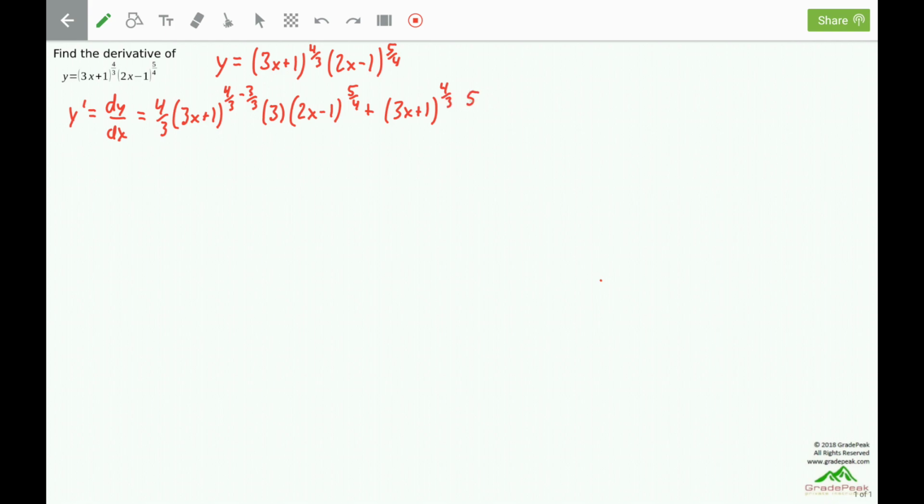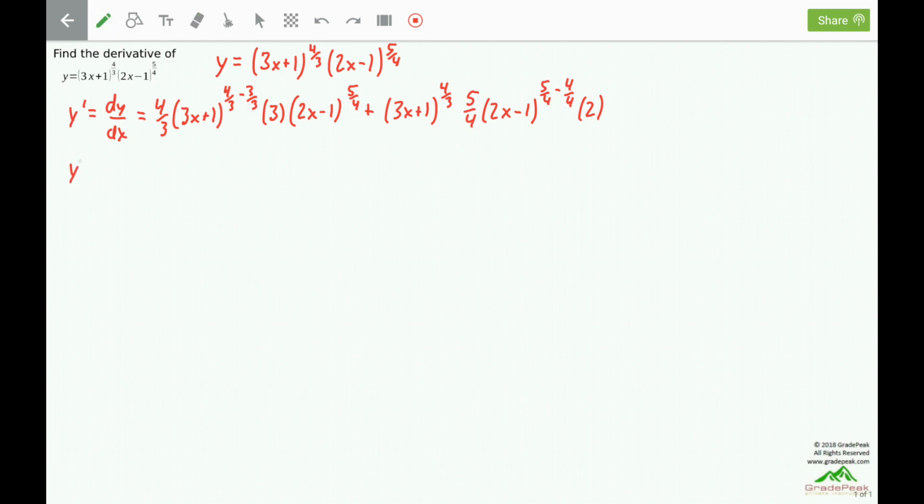Well, the second will also be a power rule. We'll bring the power down. We'll leave the inside alone. We'll subtract 1 from the power. I will call that 4/4. And multiply by the derivative of the inside to complete the chain rule for that. And that'll be a 2.